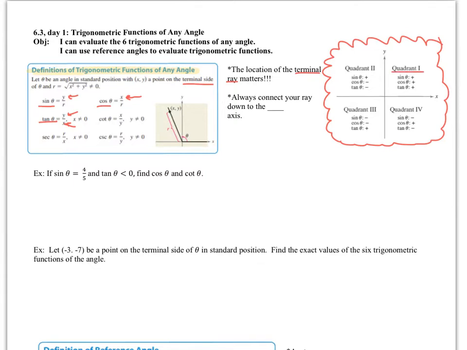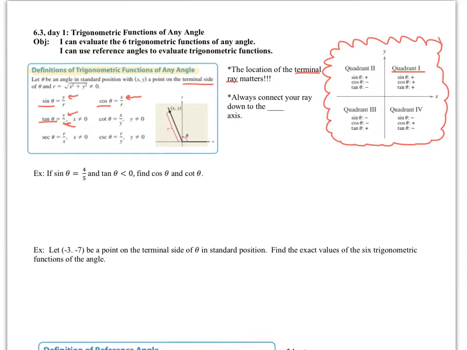Notice it says in quadrant 1, all 3 trig values, sine, cosine, and tangent, are positive. But in quadrant 2, notice sine is positive, cosine and tangent become negative. In quadrant 3, tangent's positive, sine and cosine are negative. And then in quadrant 4, cosine's positive, sine and tangent are negative. Another thing to note, the reciprocals will be positive and negative when those original functions are positive or negative. So we'll have to match that up as well.